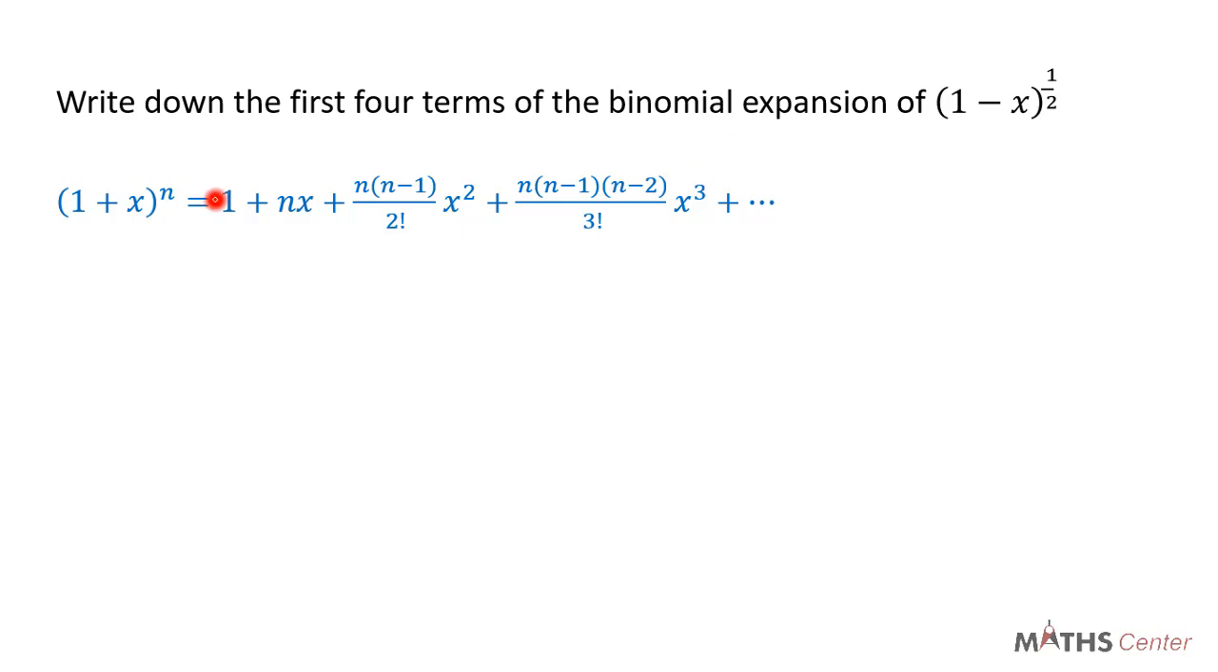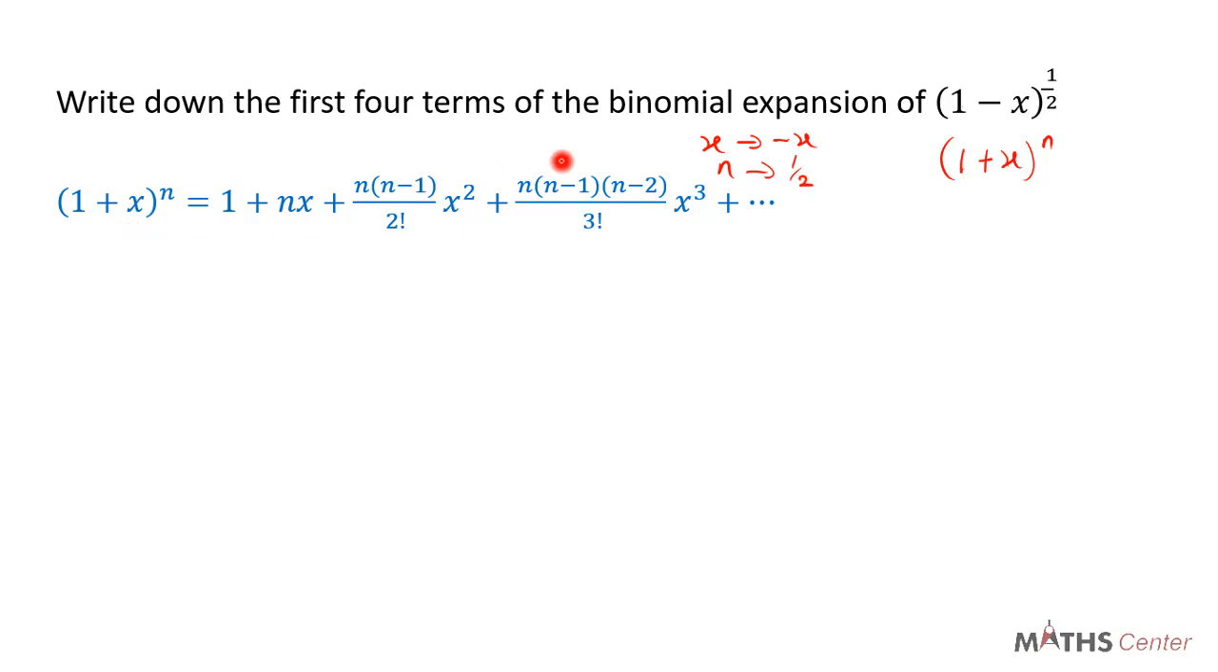We have learned that if you have a binomial expression of the form (1 + x) exponent n, this is going to be the expansion. If we compare (1 - x) exponent half to (1 + x) exponent n, we can see that 1 is 1. X here is negative x, so the x is going to be negative x, and n, which is the exponent on the binomial expression, is half, so n will be half.